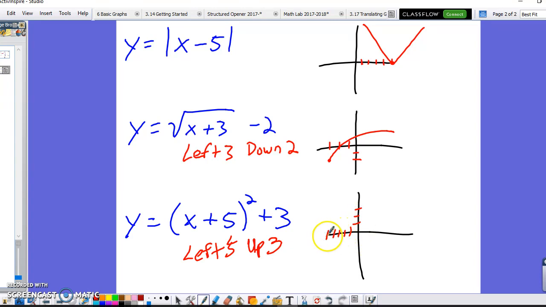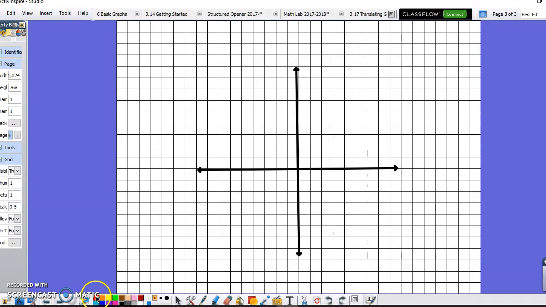Go left 5 on my x-axis, always starting from the origin. Every so often I get people asking me, well, where do I start at? You're always starting at the origin, and I'm grabbing that point, moving left, going up, and then my parabola, clean that up a little bit, my parabola is going to go through that point, something like that. Okay?